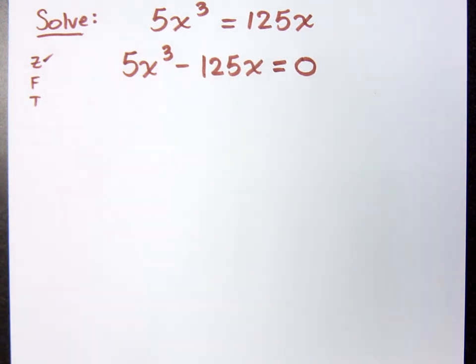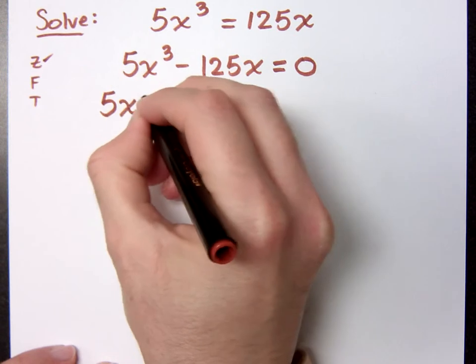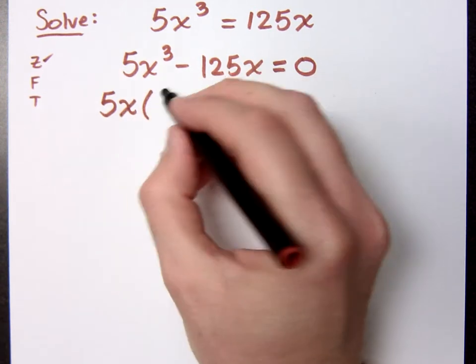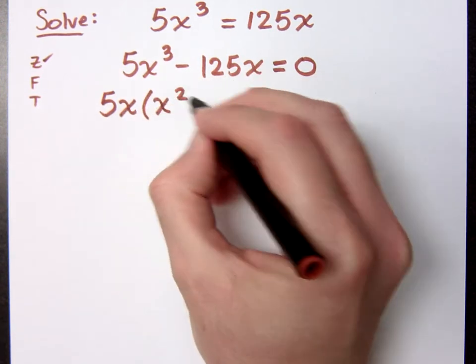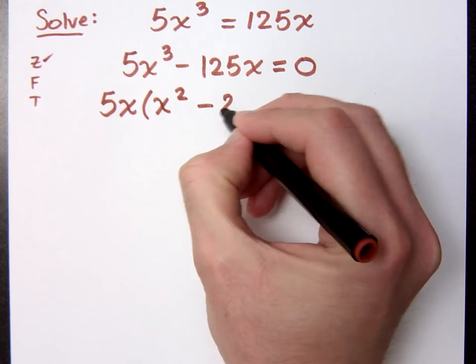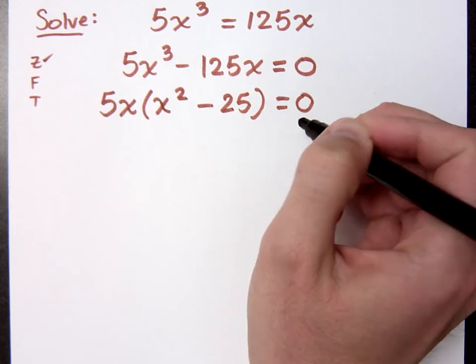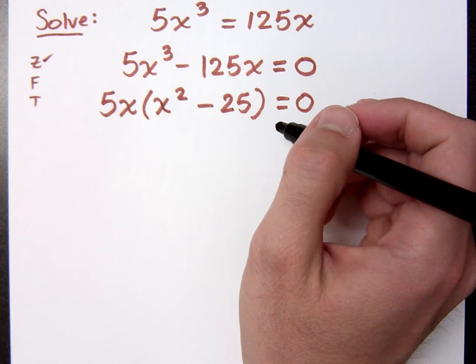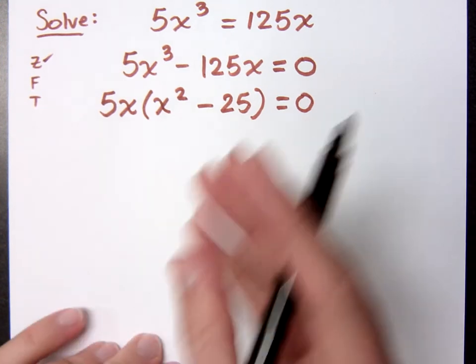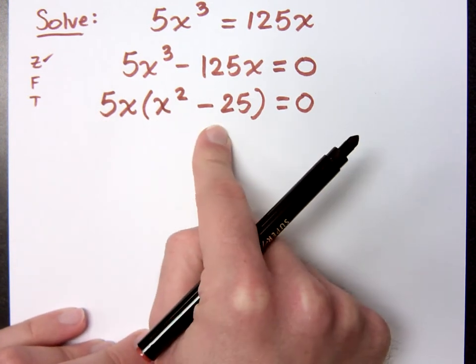I've got a common factor of 5x, so I take out the 5x. And what's left inside? x squared times 25. x squared minus 25. So did I factor this guy? No. There's more to be done. Just because you take out a common factor doesn't mean you're done. Look at what's left. I've got x squared minus 25.